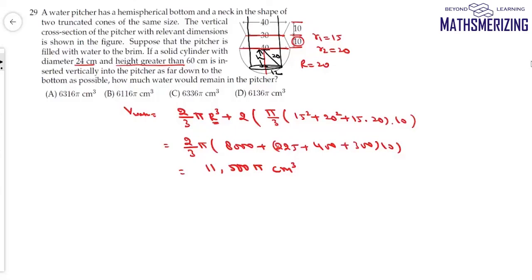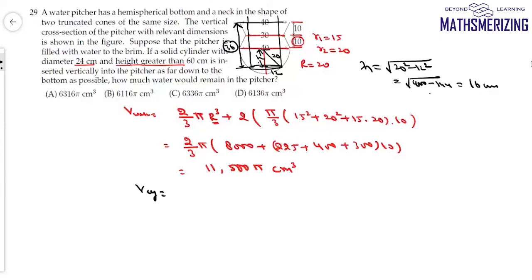So in this case, this small h will simply be under root of 20 square minus 12 square. So there will be 400 minus 144, that is under root 256, that is 16 centimeter. So the height which is immersed in this pitcher is 16 plus 10 plus 10. So it will be simply 36.